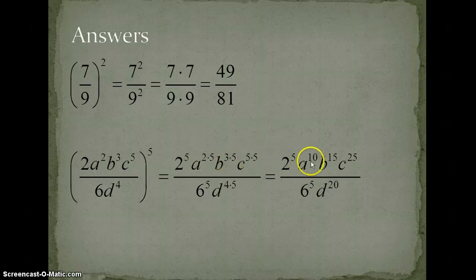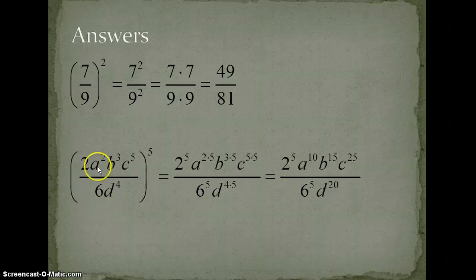And you wind up with 2 to the 5th power, a to the 10th power, b to the 15th power, c to the 25th power, all over 6 to the 5th, d to the 20th. Now, in reality, something I did not show you here, these answers would need to be reduced.